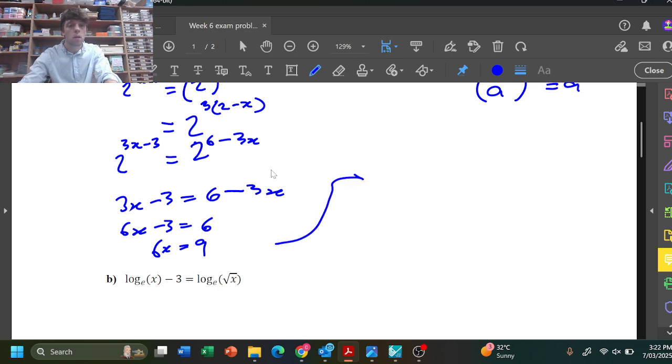And the final step is we just need to divide both sides by 6. So therefore, x is equal to 9 over 6, which simplifies down to 3 over 2, which is the same as 1.5. So that's how we do that first one.